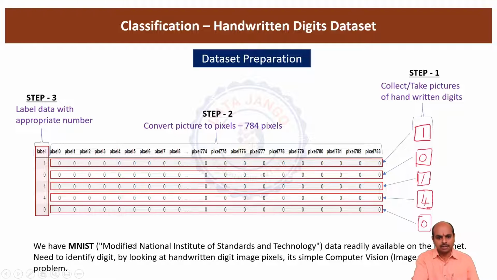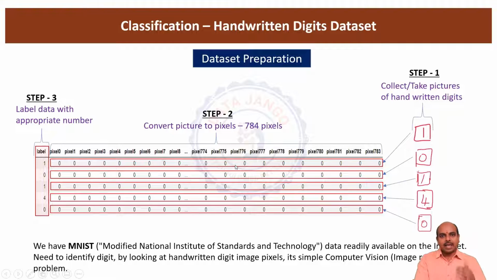But fortunately, we have this dataset already prepared. We call this the MNIST dataset, MNIST. If you type MNIST dataset in Google, you will get it. In Kaggle and other places you will find this. So somebody took the pictures, converted each picture into 784 pixels and flagged it as either 0 or 1 or 4 or whatever. So we'll use that dataset and try to build a model.